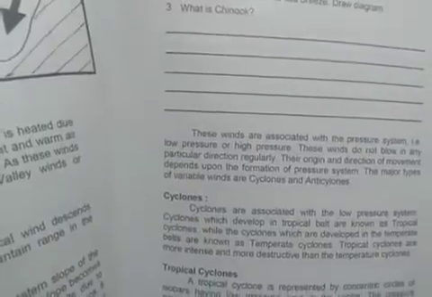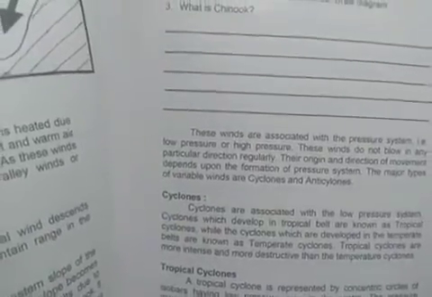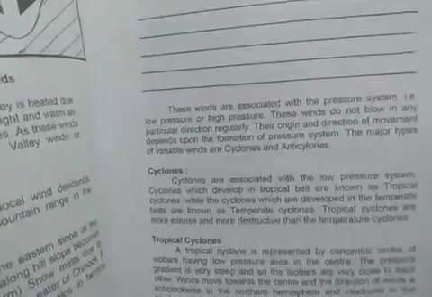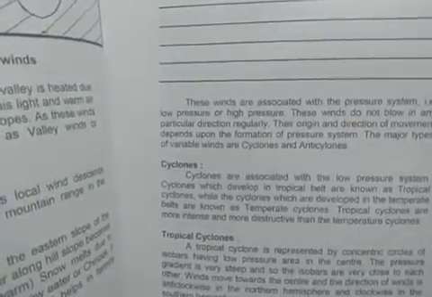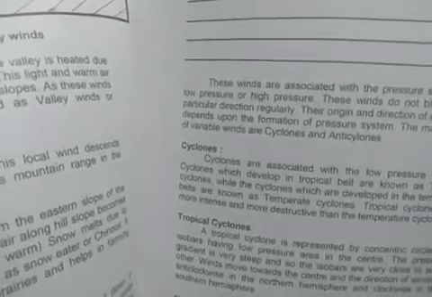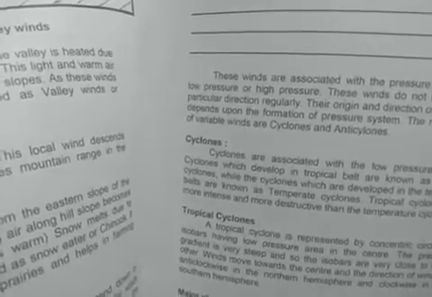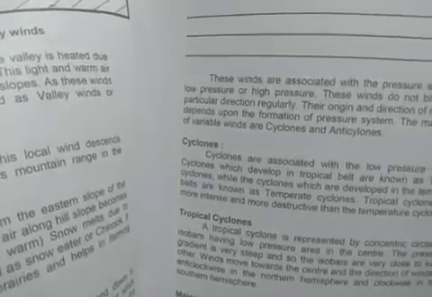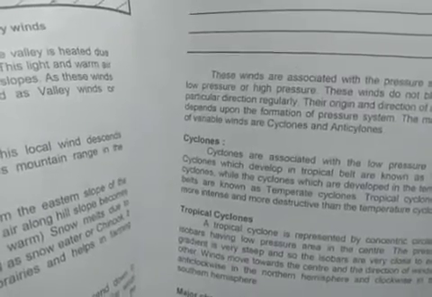Check your progress. Different winds: give a classification of winds experienced; land breeze and sea breeze, draw a diagram. Variable winds. These winds are associated with a pressure system, that is low pressure or high pressure. These winds do not blow in any particular direction regularly. Their origin and direction of movement depend upon the formation of the pressure system. The major types of variable winds are cyclones and anticyclones.